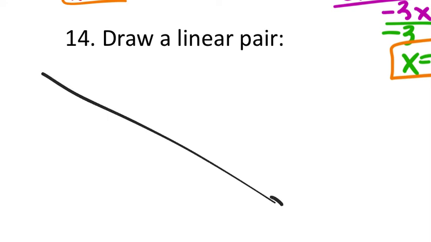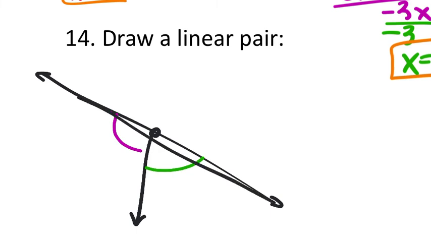So I would start with a straight line like this one. Well, it's supposed to be straight. And then I would just draw a vertex anywhere, doesn't matter where, and then just any line coming out of it, like this one. Then I would show this angle here in purple and this angle in green. Those two are a linear pair because together they make this line right here, if I had drawn it better.